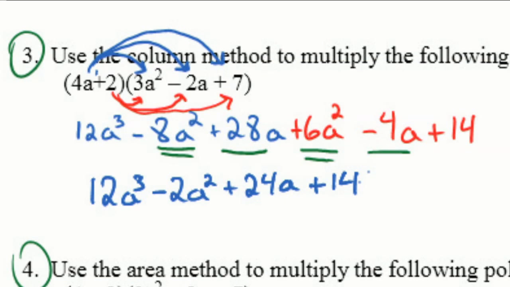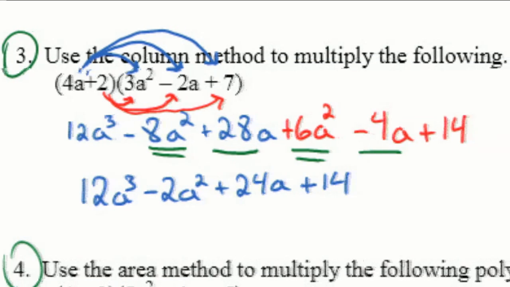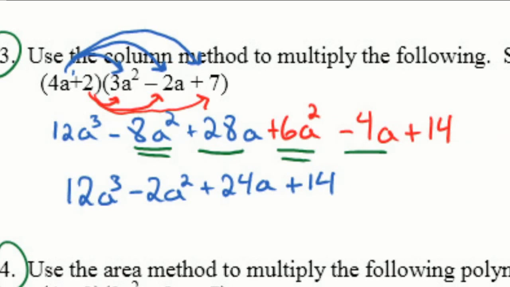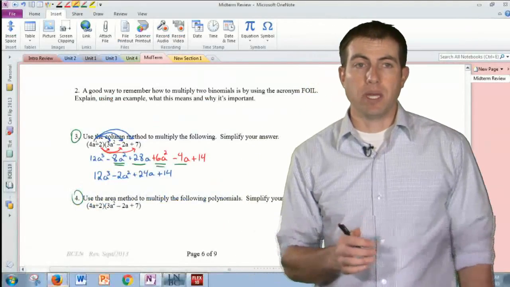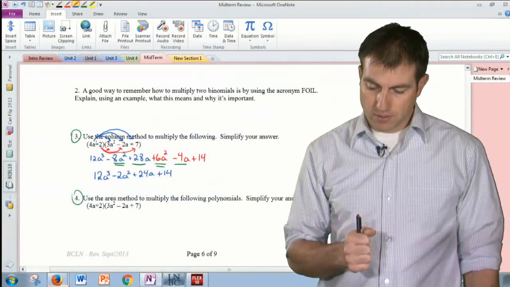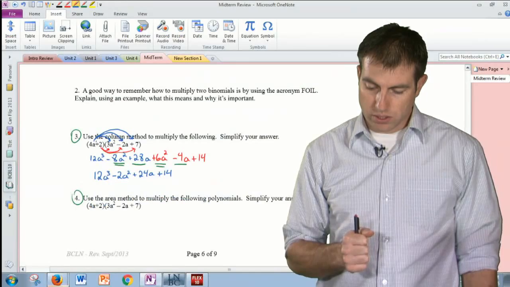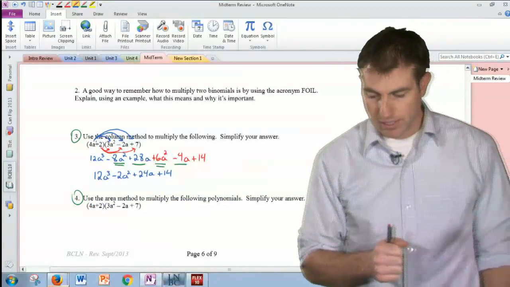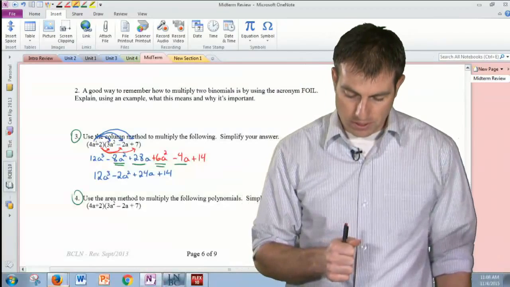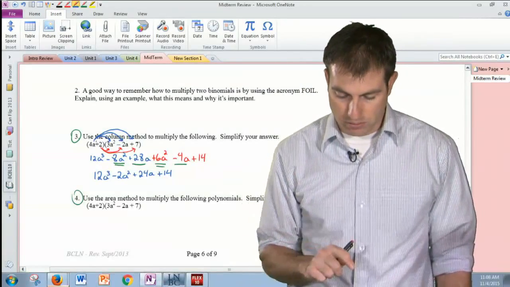So that is it. That's as simple as we can make that. We've multiplied everything. We've combined like terms, and that's just as far as we can go. So if we make it that far, we're doing okay. The next question is just the exact same except using the area method. So I'll leave you to that. I'm just going to leave it at that.